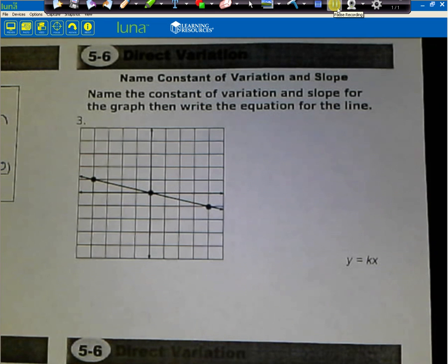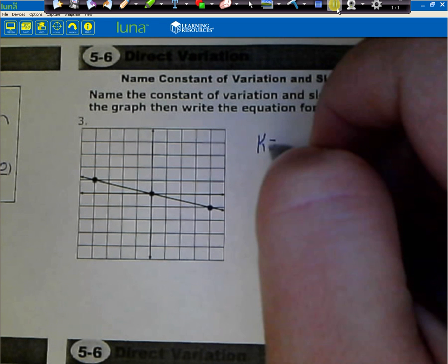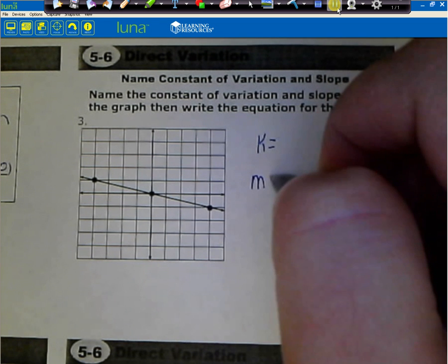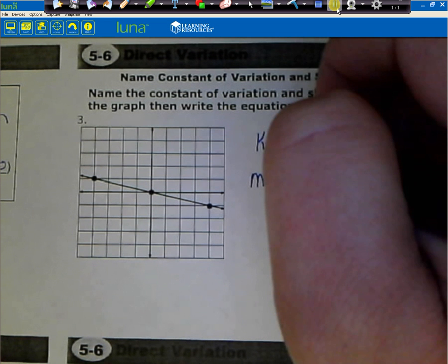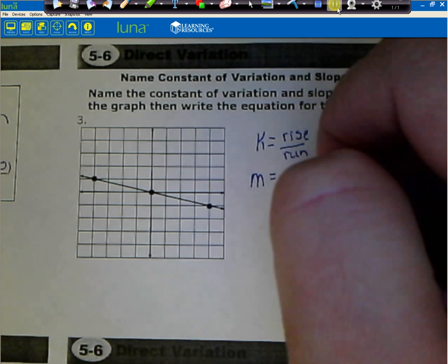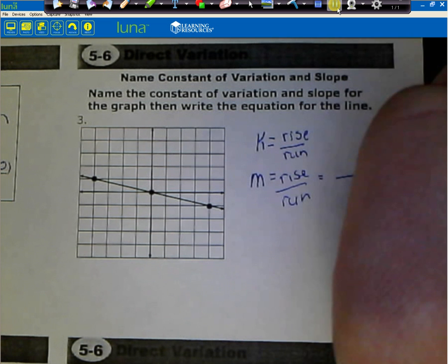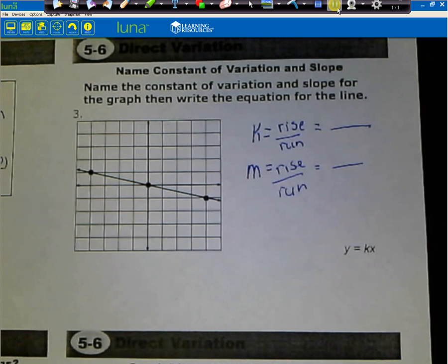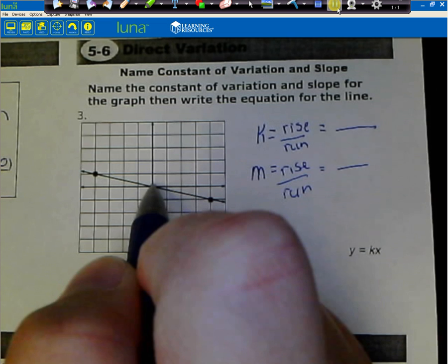All right, I'm on to number 3, and again it says name the constant of variation and slope for the graph, and then write the equation for the line. So again, slope and constant of variation are the same thing. We just call the constant of variation k, and we call the slope m. There again, our rise over our run. So here again, I'm going to pick 2 points. I'm going to count the rise over the run. I'm going to pick this one and this one.